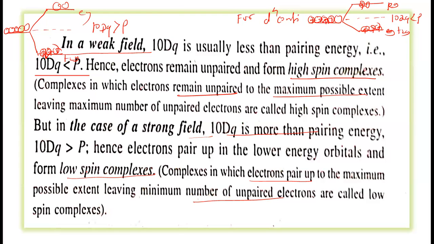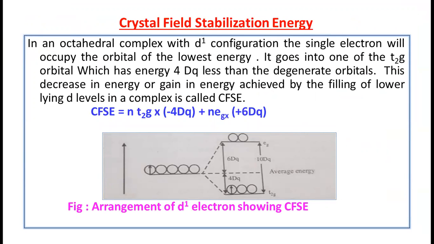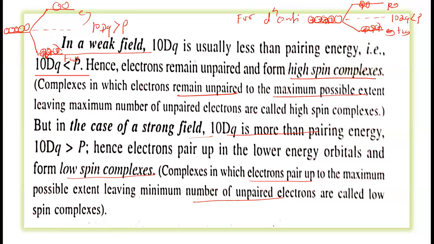So thus we know that in the presence of a weak ligand field, the crystal field splitting will be less. The energy gap between the t2g orbital and eg orbital will be less. So electrons remain unpaired, and such complexes are called high spin complexes. But in the case of a strong ligand field, 10 Dq is more than the pairing energy. Hence electrons pair up into the lower t2g orbitals. In this way, we have to distribute the electrons into the metal d orbitals by understanding the rules.